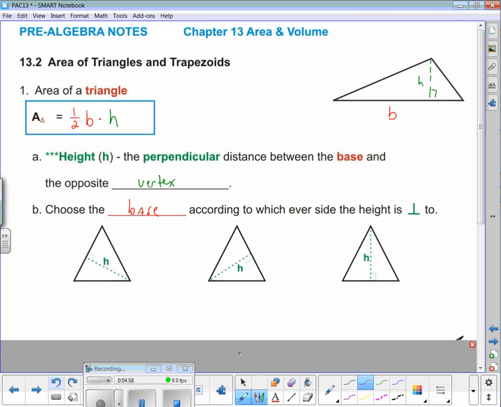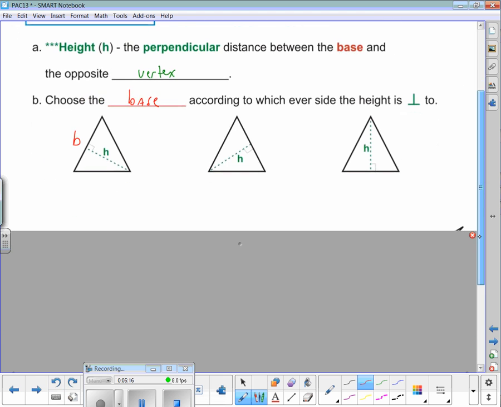Bottom, right, or left? Are you ready? On three, give me your choice. 1, 2, 3. Left. Great choice. Exactly right. It is the left, because that's the side that we're given the height to. Any of the three sides can be the base. We just got to make sure we use the correct one for the given height.